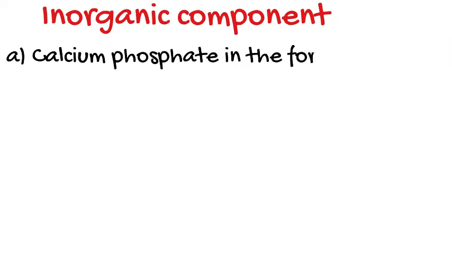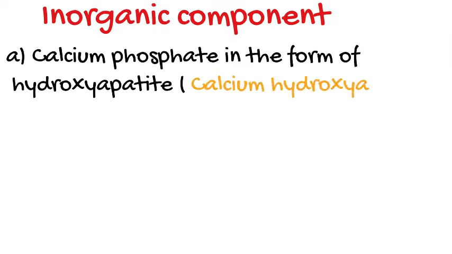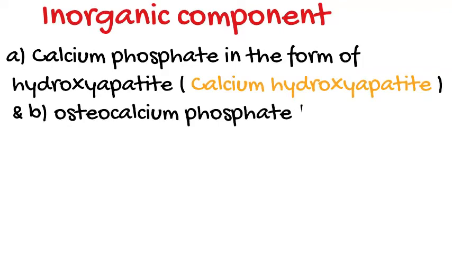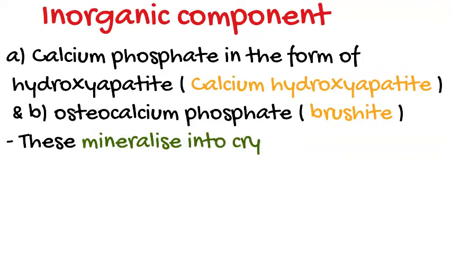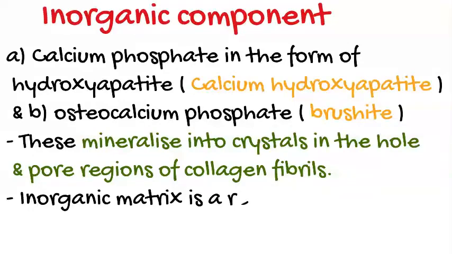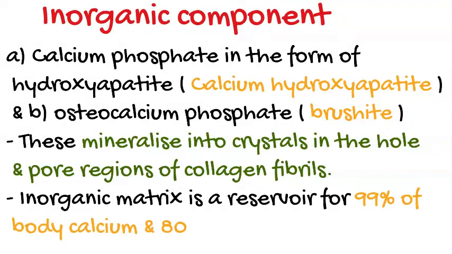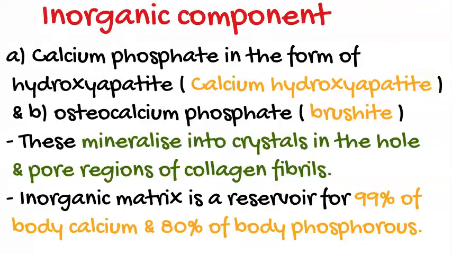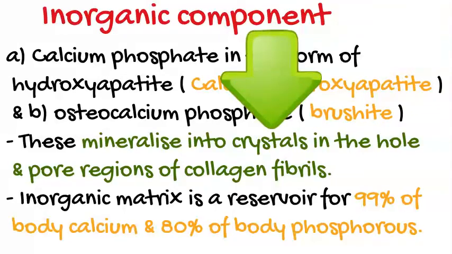Lastly, regarding the inorganic component of the bone, that is A. calcium hydroxyapatite and octacalcium phosphate. For A. calcium phosphate in the form of hydroxyapatite, we call it calcium hydroxyapatite. And B. octacalcium phosphate or brushite. These mineralize into crystals in the hole and pore regions of collagen fibrils. The inorganic matrix is a reservoir for 99% of body calcium and 80% of body phosphorus.